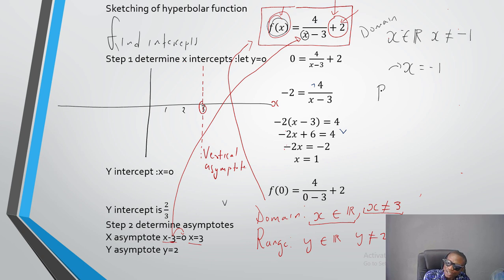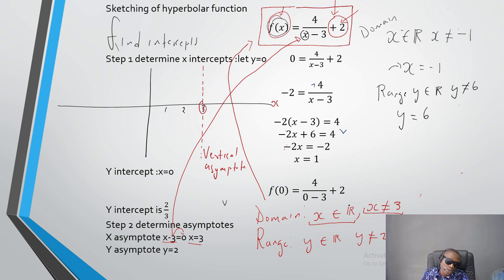So if I give you the range, and I say y is an element of real numbers, y should not be 6, and I ask you to find the equation of the y asymptote, what is the y asymptote? Sorry, y equals 6. I was just explaining further about the relationship which exists between the x asymptote and the domain, and between the y asymptote and the range.